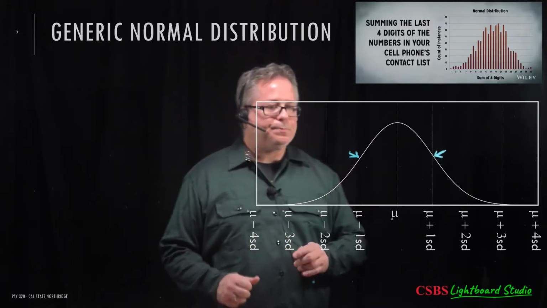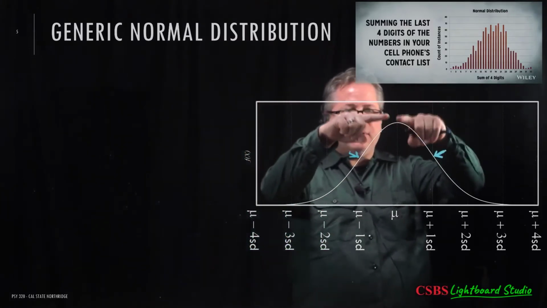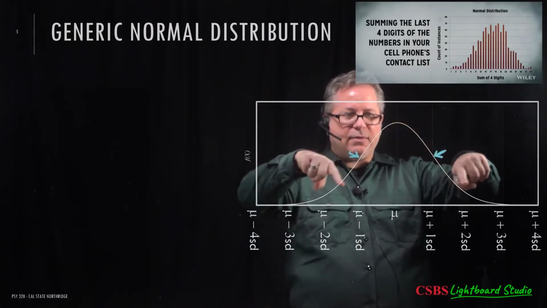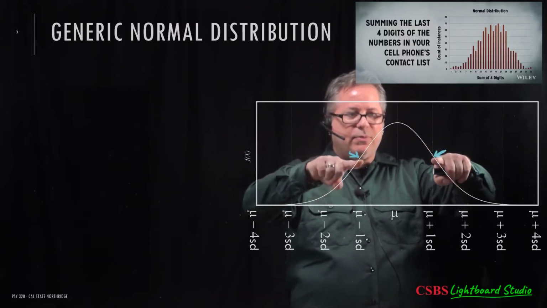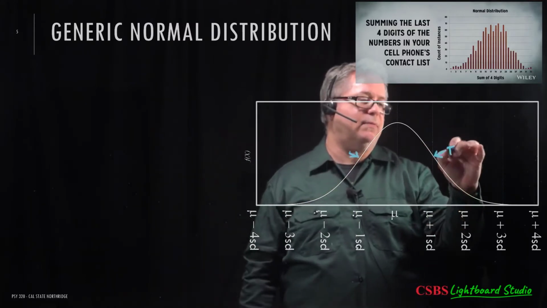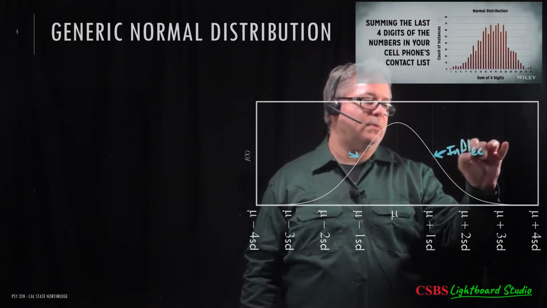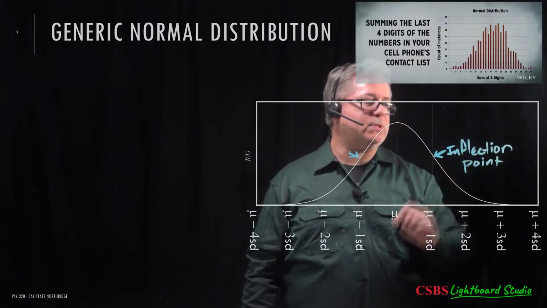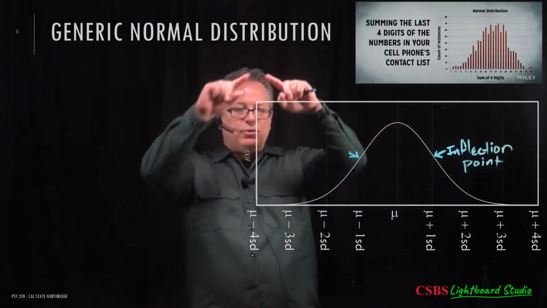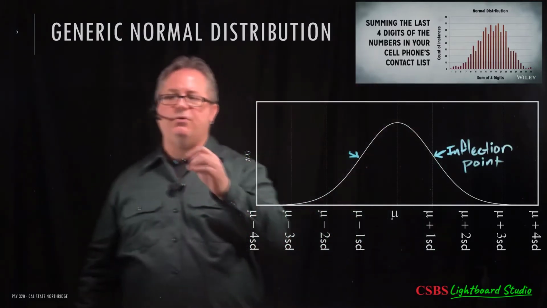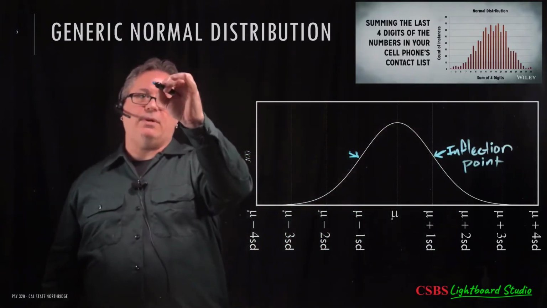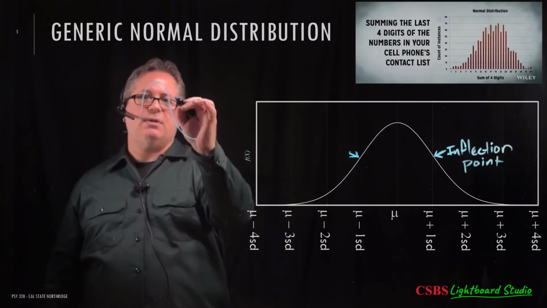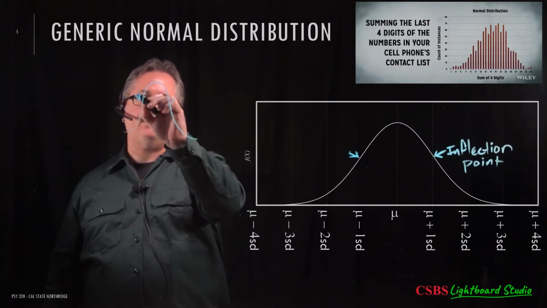If you notice, the curve is going down, and at some point it starts to curve back out like this. There's a point where that occurs, and these are called inflection points. We have them on both sides. The inflection point is where the curve goes from going down to then going out. At some point in here somewhere is the inflection point.